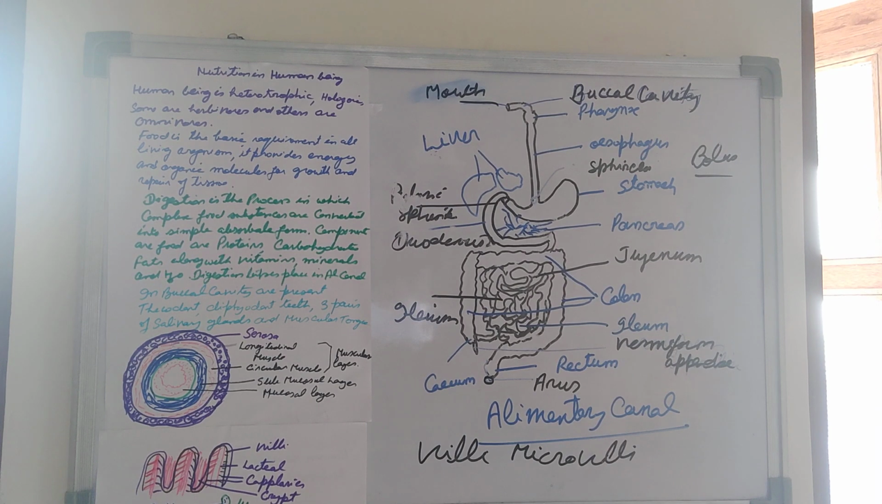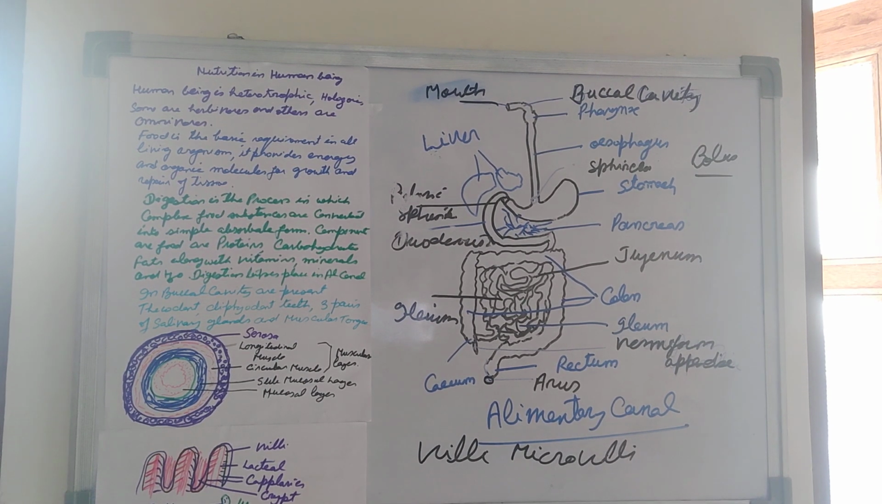Parotid glands are present in the cheek, maxillary below the jaw, and sublingual below the tongue. In addition to these glands, there are teeth present in the buccal cavity. Teeth are embedded in the jaws, and in the jaws a socket is present in which the teeth are embedded.